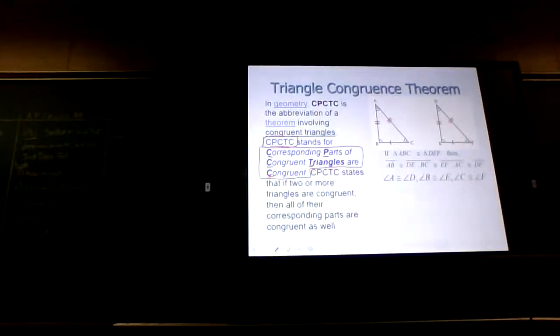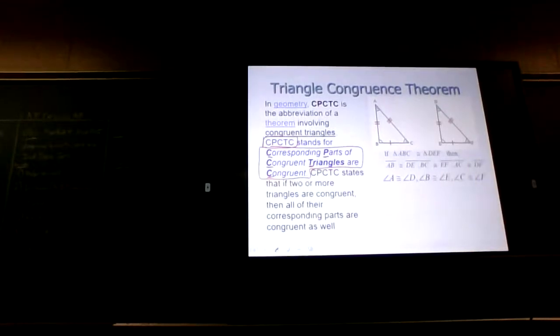Every time I see CPCTC, and by the end of the period, you'll be sick of hearing me say it, you may already be sick of hearing me say it. It means corresponding parts of congruent triangles are congruent. In other words, you see these two triangles here? They are congruent. And if they are congruent, that means that every corresponding part is congruent to every corresponding part. In other words, angle A, which corresponds to angle D, are congruent. And so we have that written right here. Segment BC has to be congruent to segment EF, right there. By the way, there are 6 corresponding parts in congruent triangles.